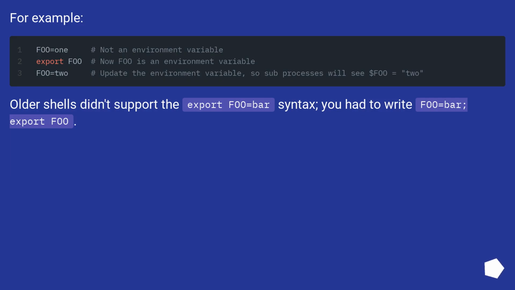For example, older shells didn't support the export foo equals bar syntax. You had to write foo equals bar, then export foo.